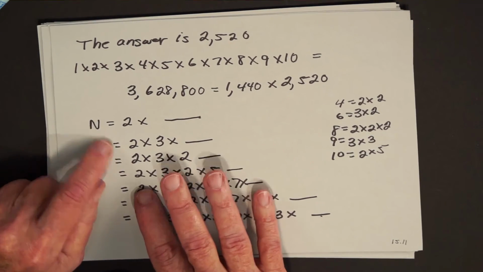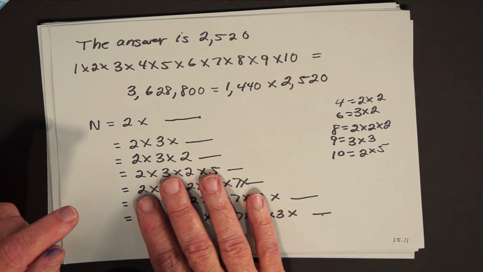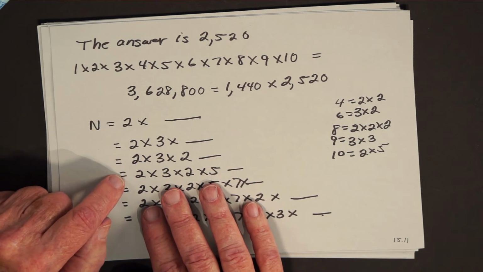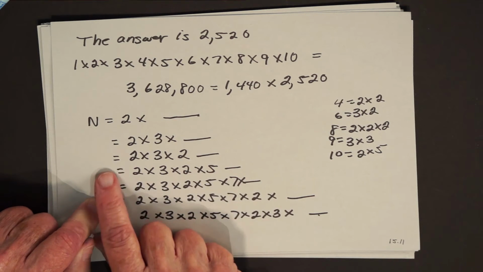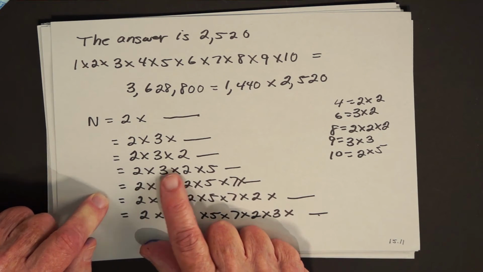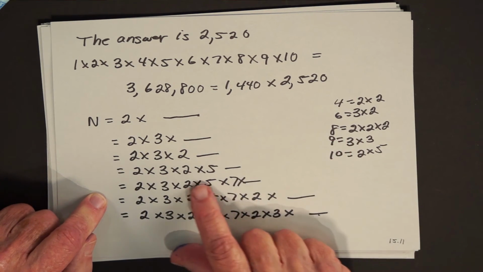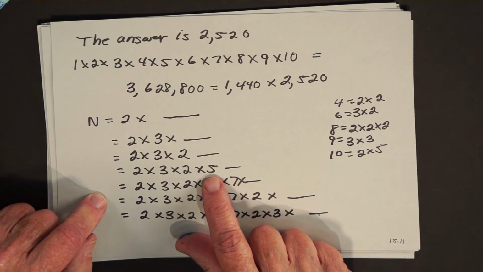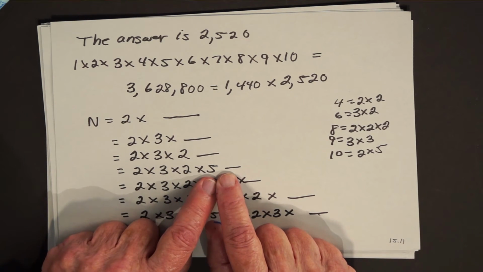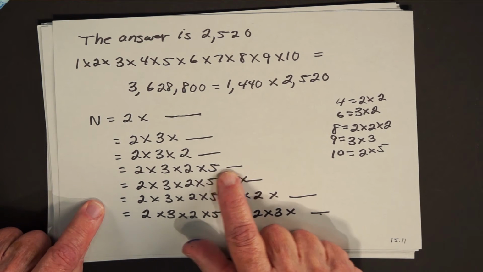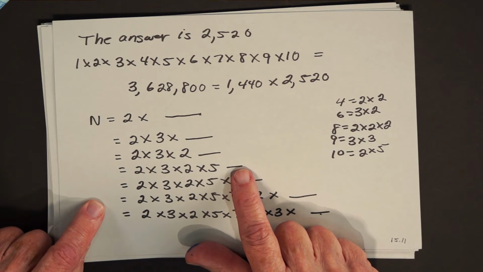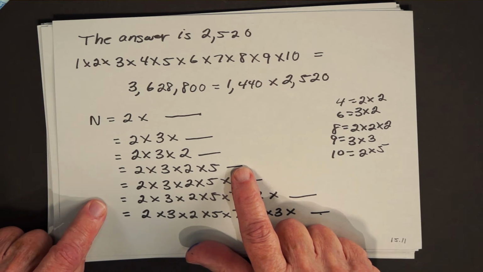Okay? 6, 12. Okay? Now, what do we need to have a number divisible by 5 if we're counting by the multiples of 5? Well, 5 is already a prime number. It doesn't break down any further. So what I'm going to have to do is multiply this number by 5. This part was 12. 12 times 5 is 60. 60 is already divisible by 6.